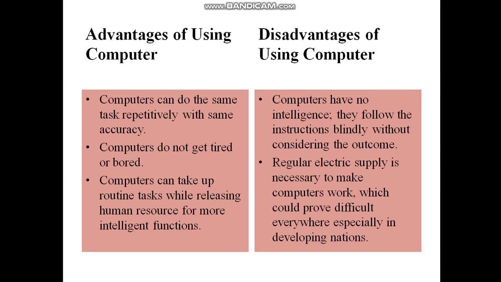Advantages and disadvantages of using a computer. First of all, advantages. Computers can do the same task repetitively with the same accuracy. Computers do not get tired or bored. Computers can take up routine tasks while releasing human resources for more intelligent functions. Now, disadvantages. Computers have no intelligence. They follow instructions blindly without considering the outcome.